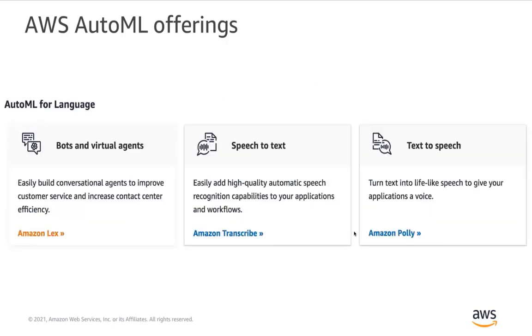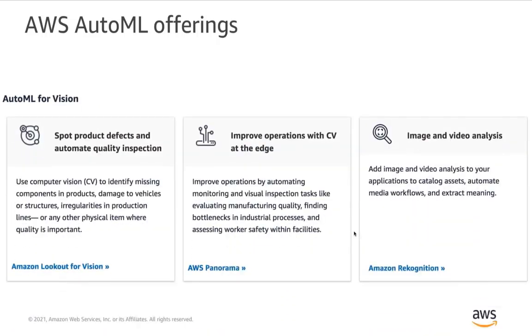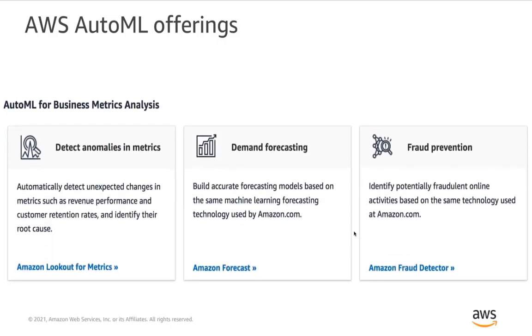Now, just a quick overview of AutoML offerings from AWS. If you look at the entire portfolio, there are lots of AutoML capabilities that you can take advantage of. So for example, here with AutoML for language, you have offerings like Lex, Transcribe, and Amazon Polly. I'm not going to go through each one of these in detail, but similarly for vision, you have capabilities such as Amazon Lookout, Amazon Rekognition as an example. Likewise, for business metric analysis, you have offerings like Amazon Forecast or Amazon Fraud Detector, and so on and so forth.